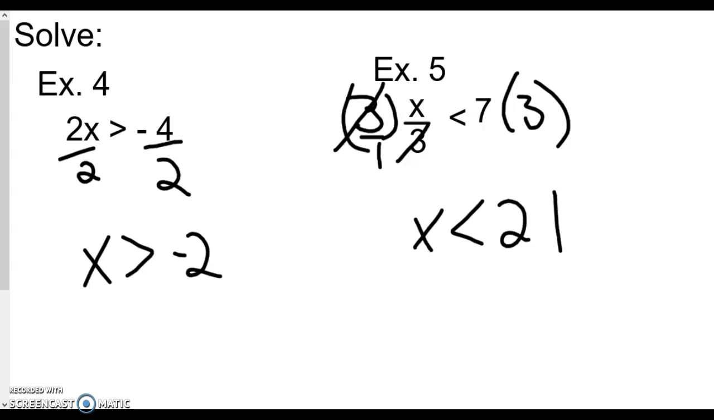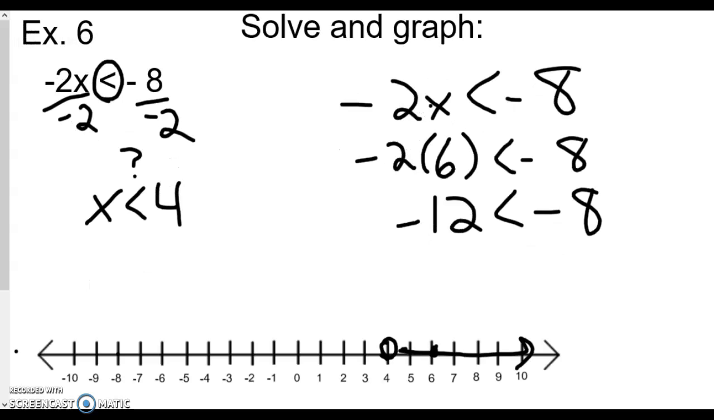On example 4, we had a negative there, but we divided by positive 2. So we did not need to flip our sign. This one, when we divide by the negative 2, we're going to flip our sign. And right away at that step, we'll say we divided by negative 2, flip it to x is greater than 4.